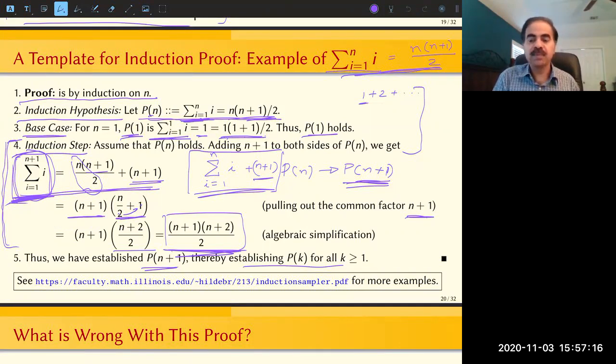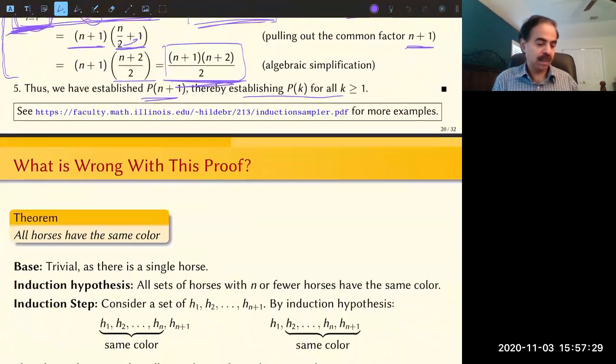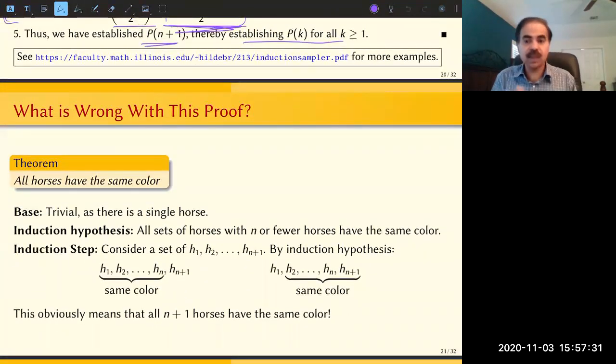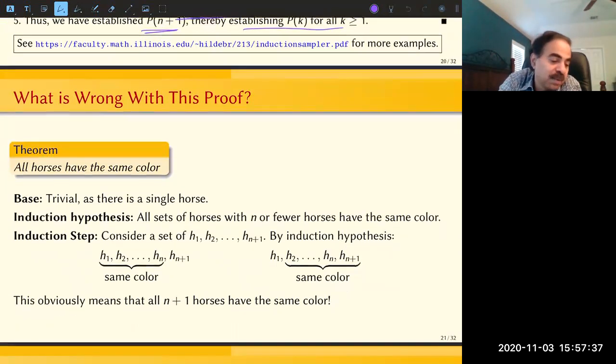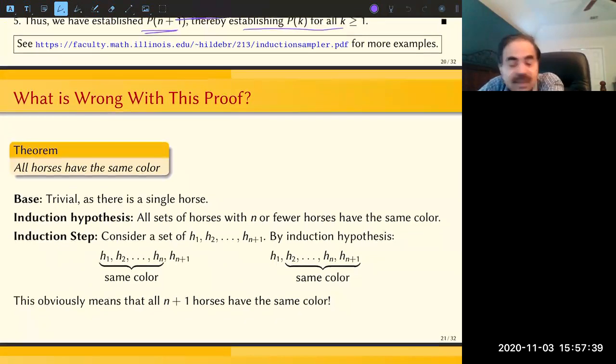Before you do your homework, do look at these examples, because it's good to look at more than one example before you start writing your proof. Okay, so now that you're all experts in induction proofs, why don't you look at this proof and tell me what's wrong with it, right?